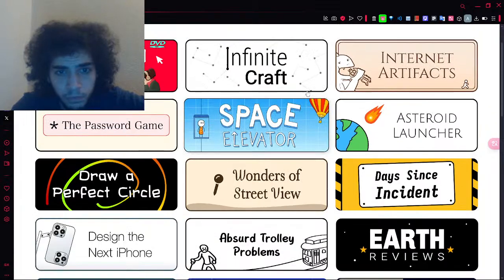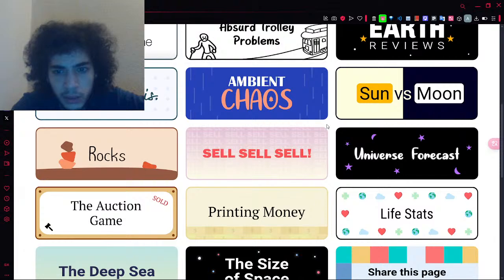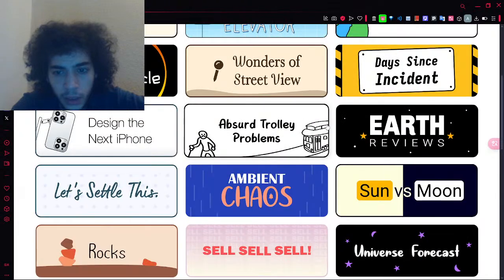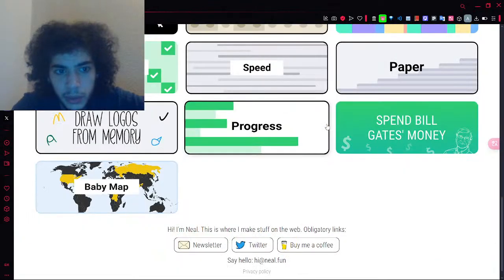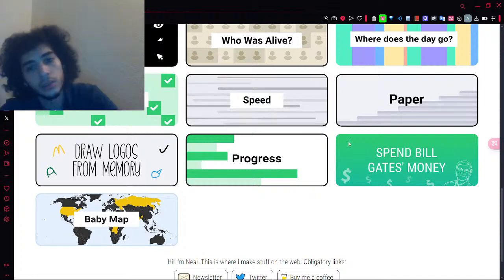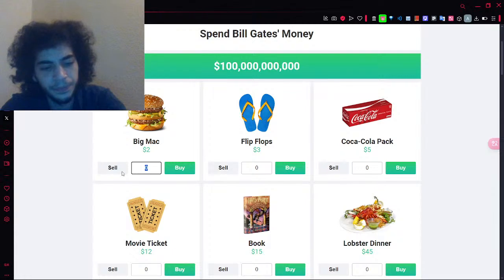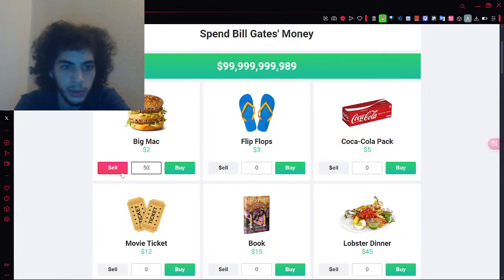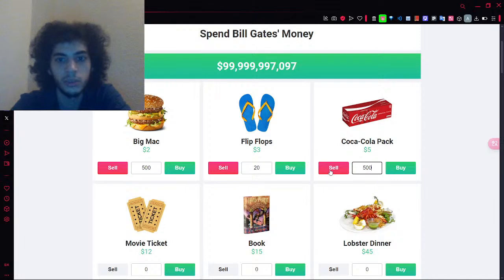Password game. Paper, speed, lab triggers, 3D map, draw logos, spend Bill Gates money. Of course. Okay. You've got $100 billion. So let's buy 500 Big Macs. Kinda hungry. 20 flip-flops, 500 cola packs.